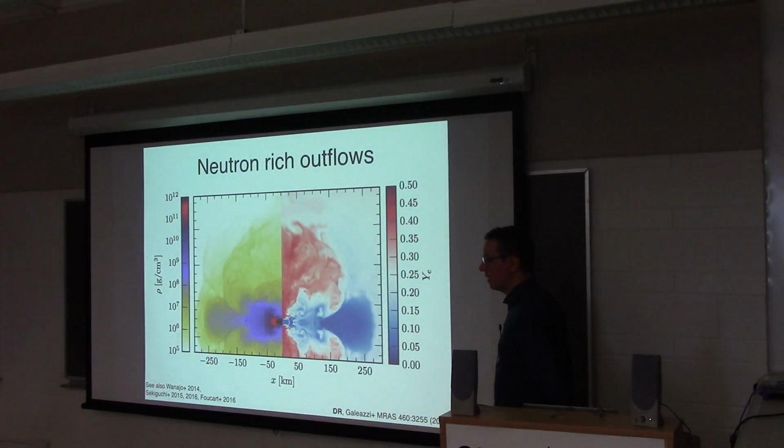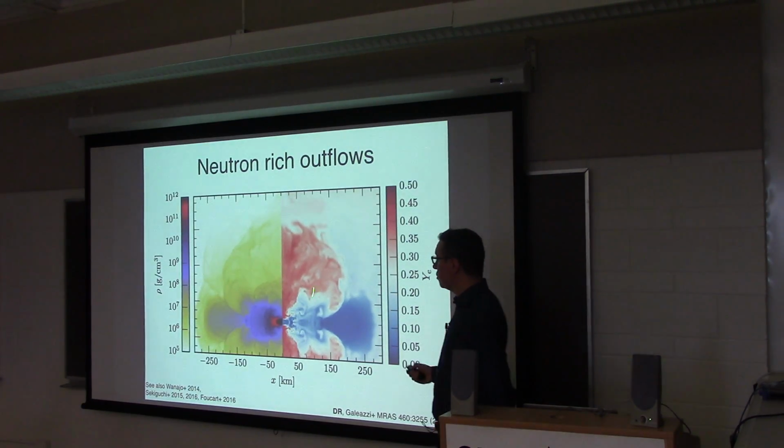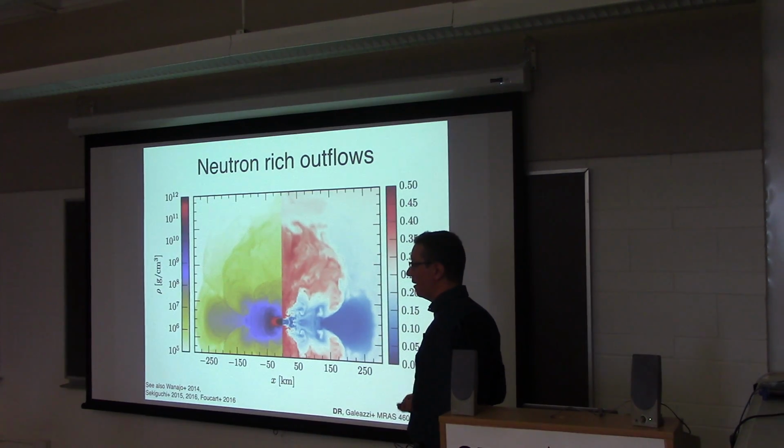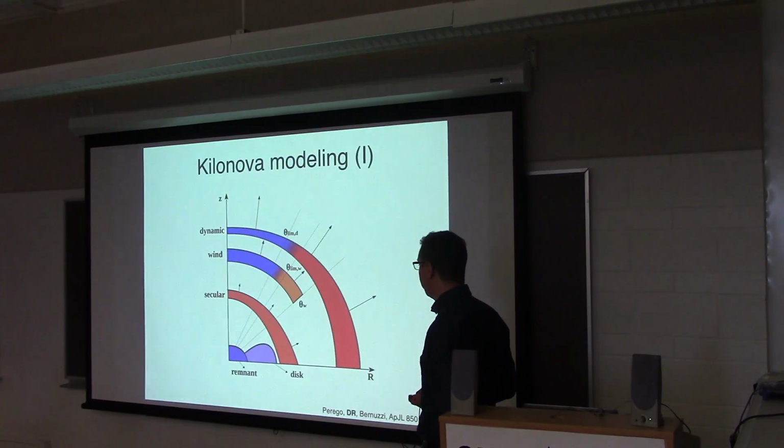So the neutrinos are driving it as well? The neutrinos are also driving it. If you don't include neutrino heating, you don't have any outflow at high latitude, actually.